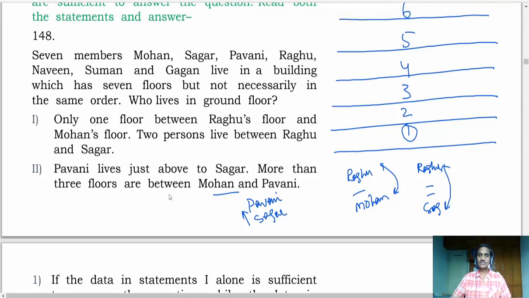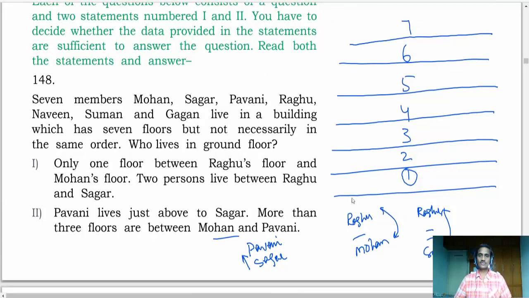Okay? What do we get from condition number 2? Pavani lives above Sagar. And more than 3 floors between Mohan and Pavani. More than 3 means 4. Suppose Pavani is here, 1, 2, 3, 4, Mohan can be here. There are 3 different possibilities. 1 alone is not sufficient, 2 alone is not sufficient. Then by combining these two, let us see whether we get the answer.